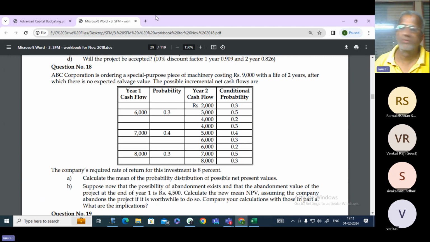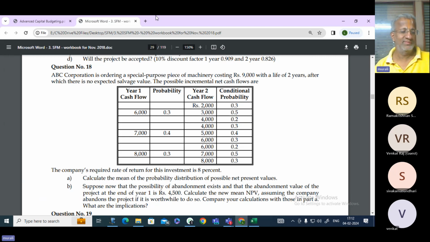PC Corporation is ordering a special purpose piece of machinery costing rupees 9,000 with a life of 2 years, after which there is no expected salvage value. The possible incremental net cash flow or year one cash flow probability, year two cash flow conditional probability. The company's required rate of return for this investment is 8%. Calculate the mean of the probability distribution of possible net present values.